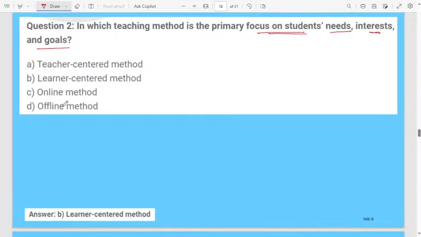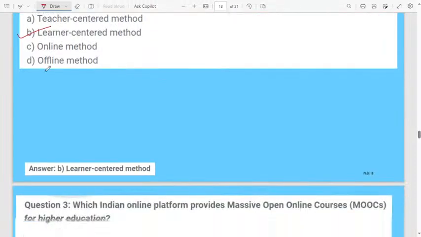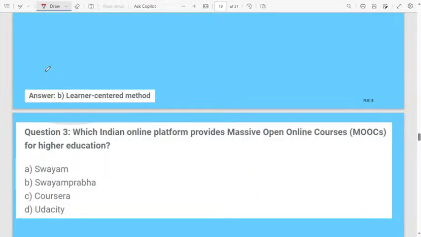That is the learner-centered method. See, in the first question they are talking about the instructor. If they ask the question based on the instructor, that is the teacher-centered method. Here in this question, which teaching method primarily focuses on the students? It will definitely focus on the students, their needs, interests and goals. Everything will be based on the learner-centered method. Next question.